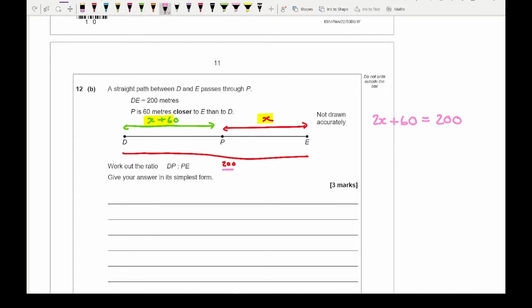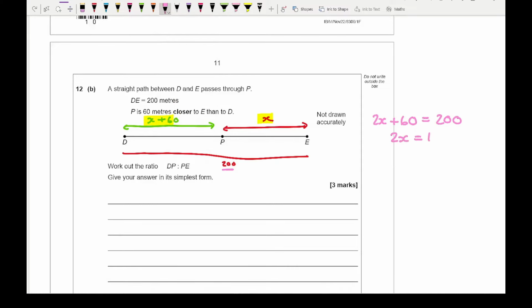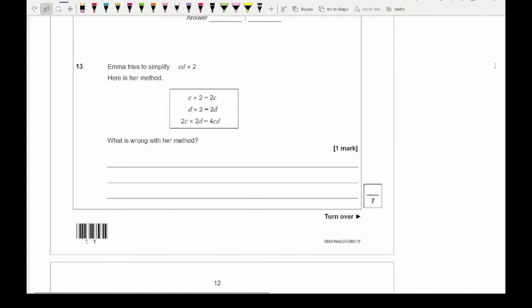And as you can see, what we've got is a linear equation. So all I now need to do is work out what X is going to be. If I take away the 60, that's going to give me 2X equals 140, and we work out that X is going to be 70. So I can then replace this with 70 and this with 70 plus 60, which is 130. So that means that D to P is 130 and P to E is 70. So if I write that as a ratio, that's going to be 130 to 70, which is 13 to 7 when simplified.